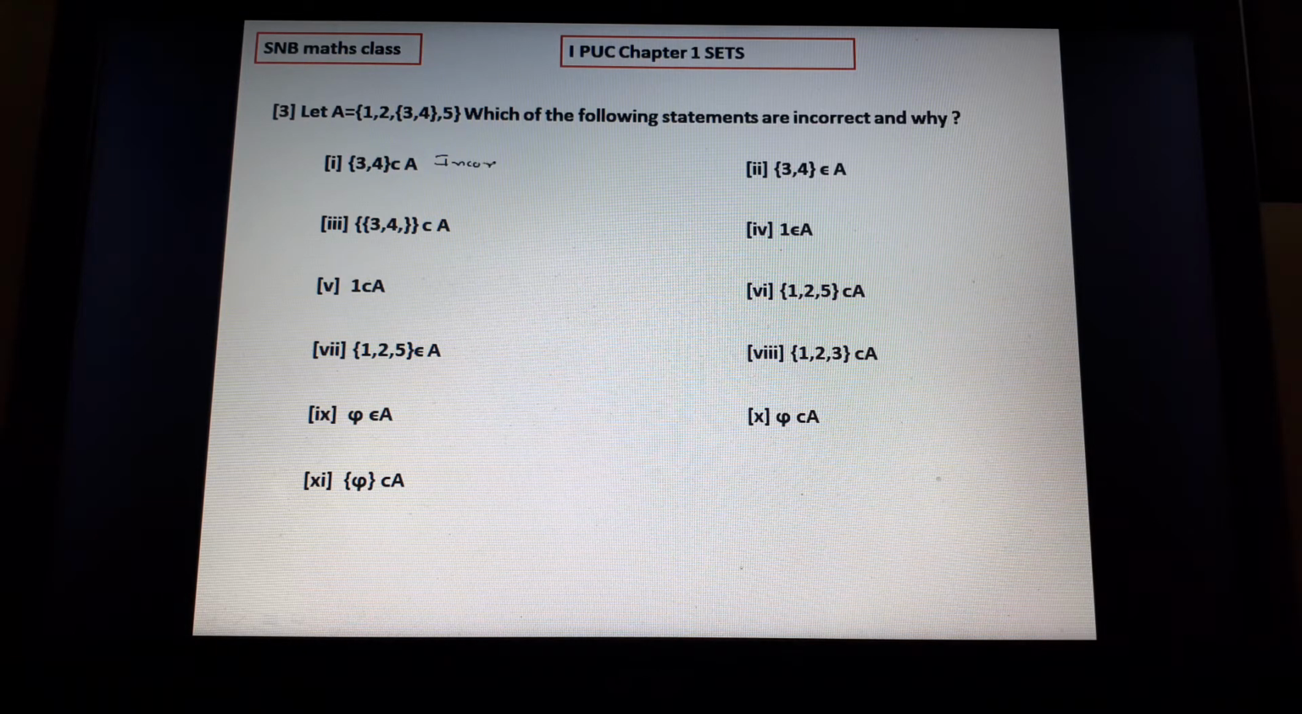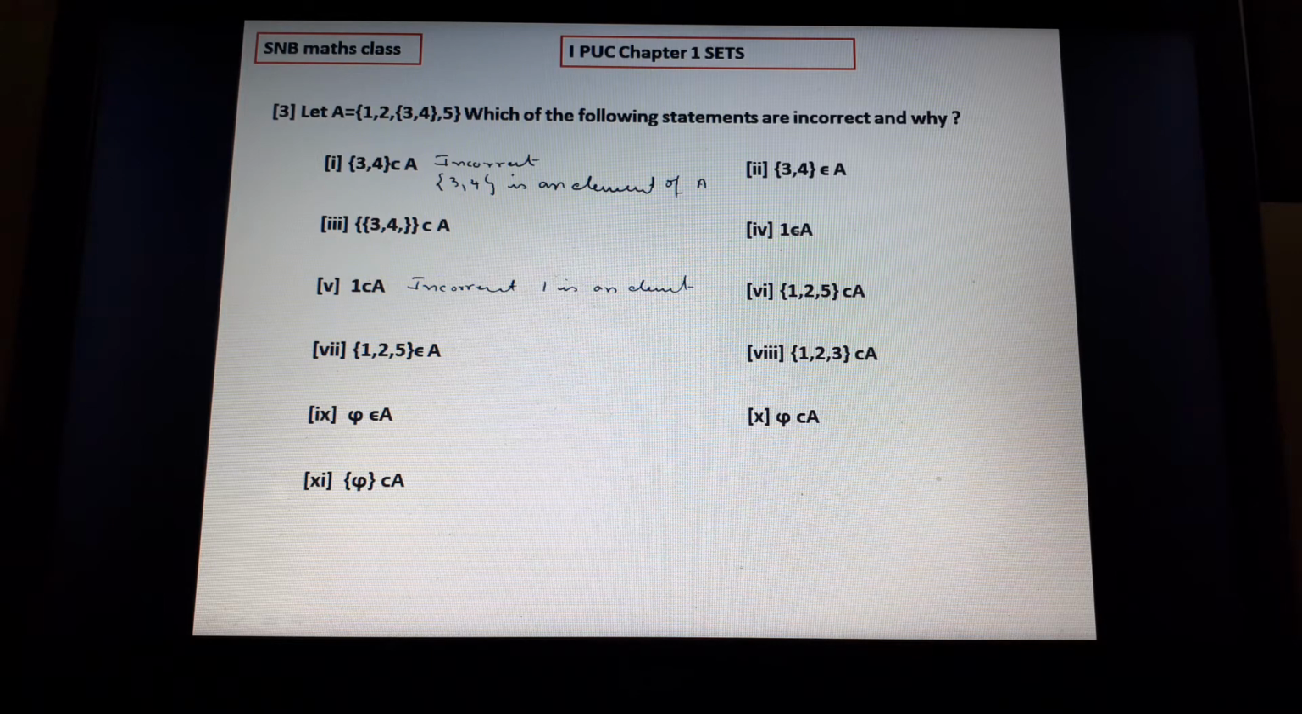Incorrect. And the reason is 3, 4 is an element of A. So this is the reason. Then this is correct because 3, 4 is an element. Therefore, you need not discuss, because the question is only whenever it is incorrect, you have to explain. So 1 is an element of this set. Here it is written 1 is a subset of A. It is wrong. So this is incorrect. And the correct statement is 1 is an element. Therefore actually this is the correct statement.